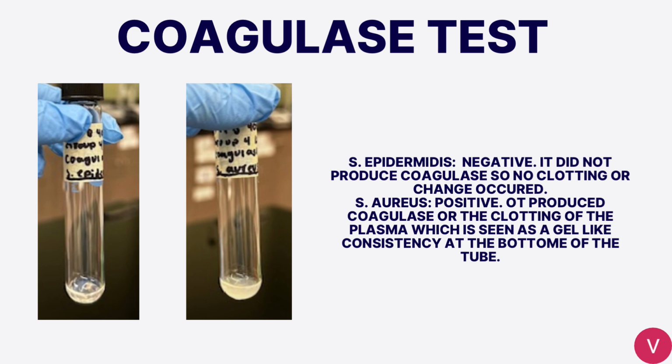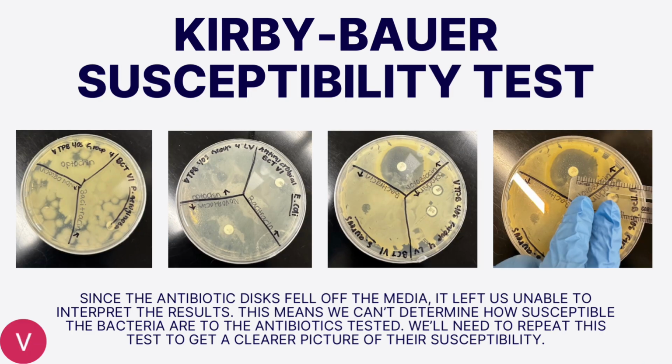These are our coagulase results. For our S. epidermidis, we got a negative test result. It did not produce coagulase, so there was no clotting shown. And that's on the left. And then on the right, we have S. aureus, which gave us a positive test. And you can see the clotting of the plasma, which is a gel-like consistency at the bottom of the test tube.